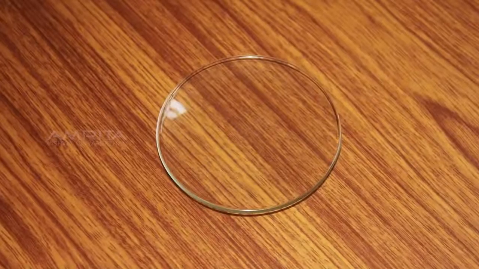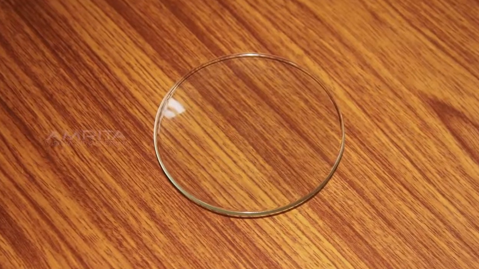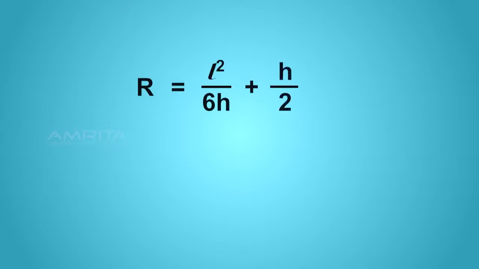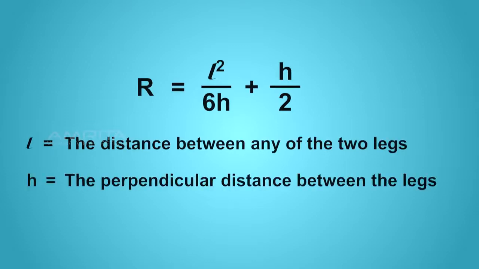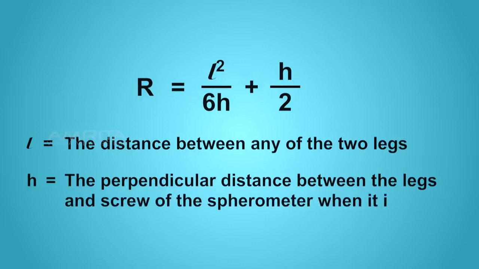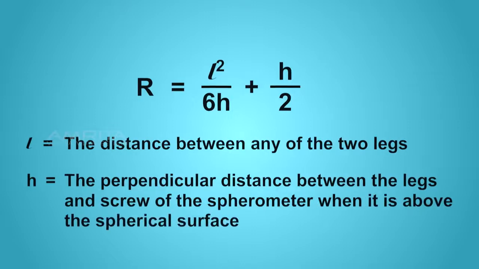The radius of curvature of the given spherical surface is found using the relation R is equal to L squared divided by 6h plus h divided by 2, where L is the distance between any two legs, h is the perpendicular distance between the legs and screw of the spherometer when it is above the spherical surface.